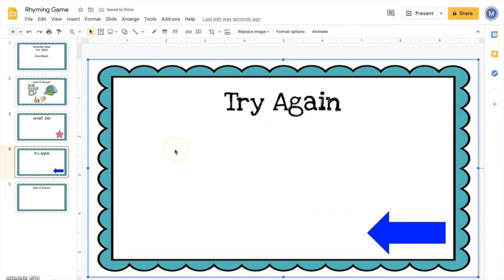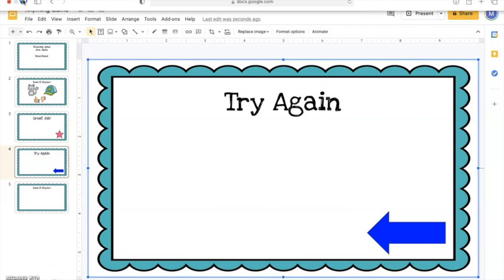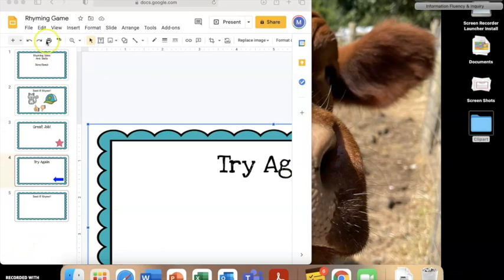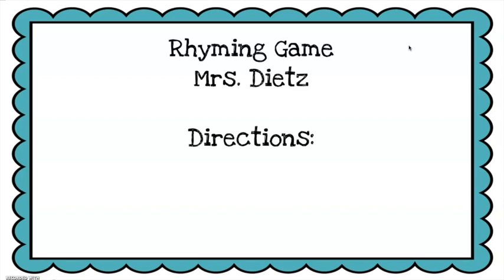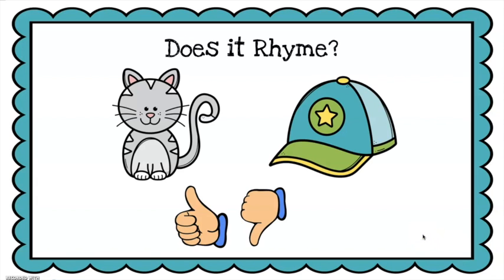Now, the most important part of making a game is testing out all of the links. Testing the links is perhaps the most important part of making a game because you want to make sure that when your students come to play the game, it actually works. So to do that, we're going to go up to the top where it says Present, and hit Present from the beginning. Here's our title slide. We're going to click, and it's going to go to the next page.